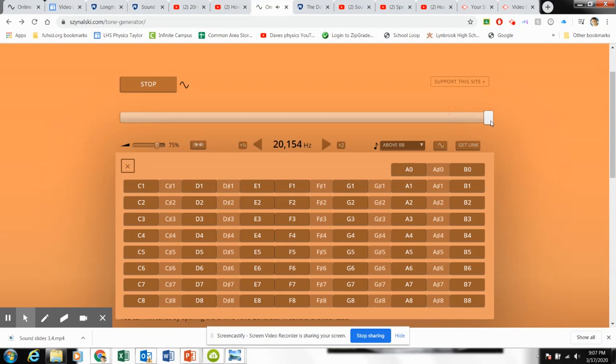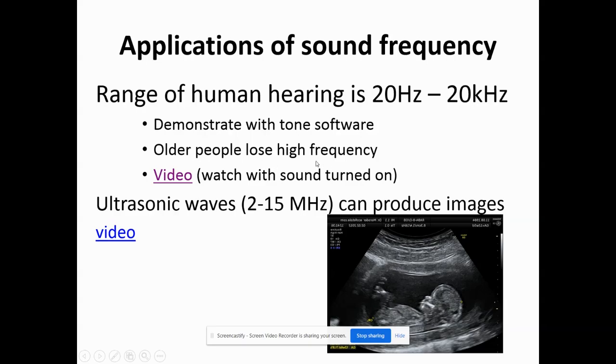I don't know if you can hear that, but I know I can't. I can't hear it anymore after about 16,000 hertz. You can play with this if you want and see where you drop out. Older people tend to lose their hearing in the high frequencies as they age. Let me show you something.